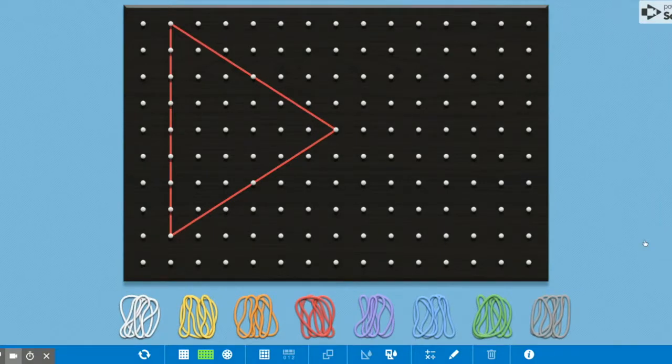Okay, question 1. Does it have any parallel lines? No. Does it have any right angles? No. Does it have 4 sides? No. Does it have 5 sides? No. Does it have 6 sides? No. Does it have 3 sides? Yes. Does it have acute angles? It does have acute angles.